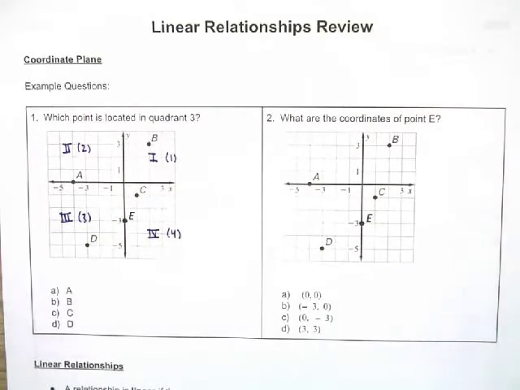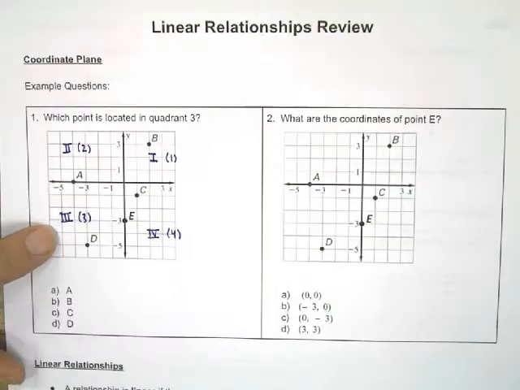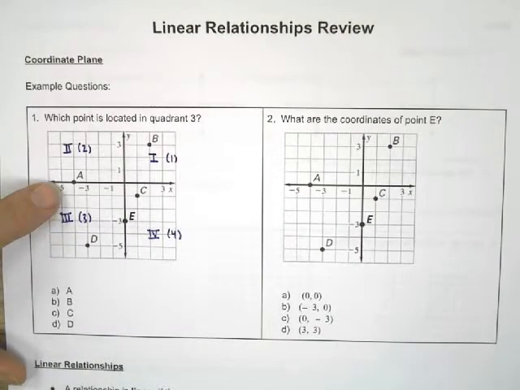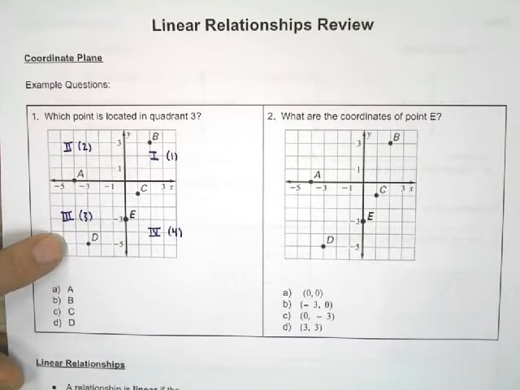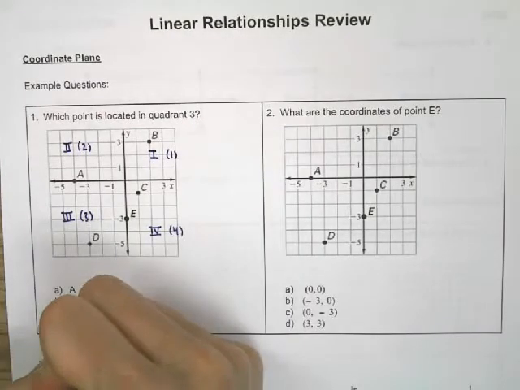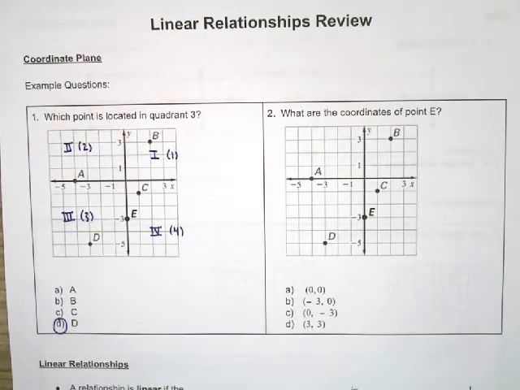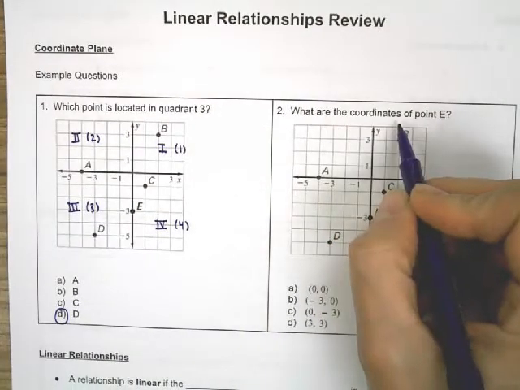So since I'm looking for quadrant 3, I can look here. Now remember, we don't include points that are on the axes. So the only point that's actually in quadrant 3 is going to be point D. So I'm going to circle option D. Now the second question is asking for the coordinates of point E.